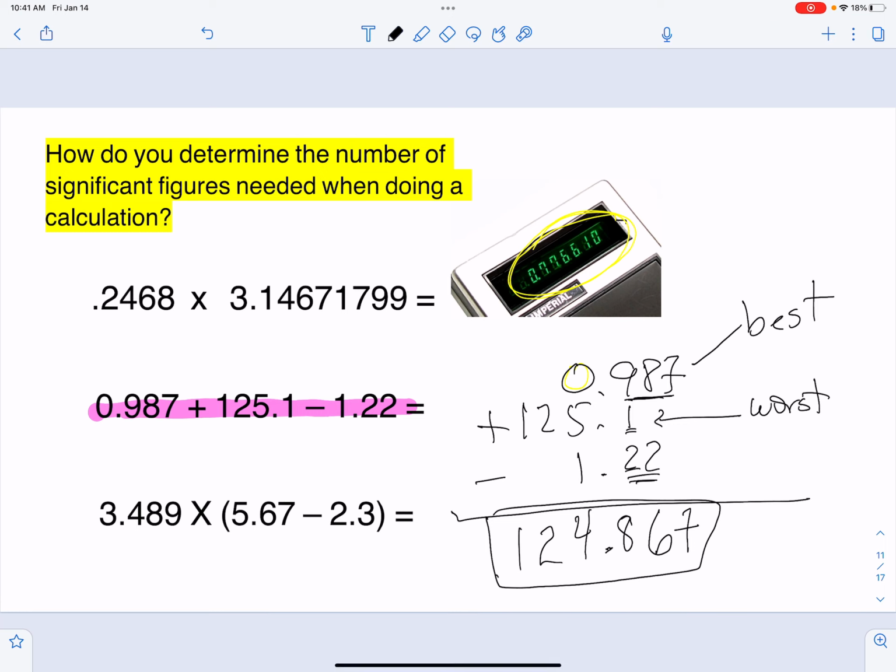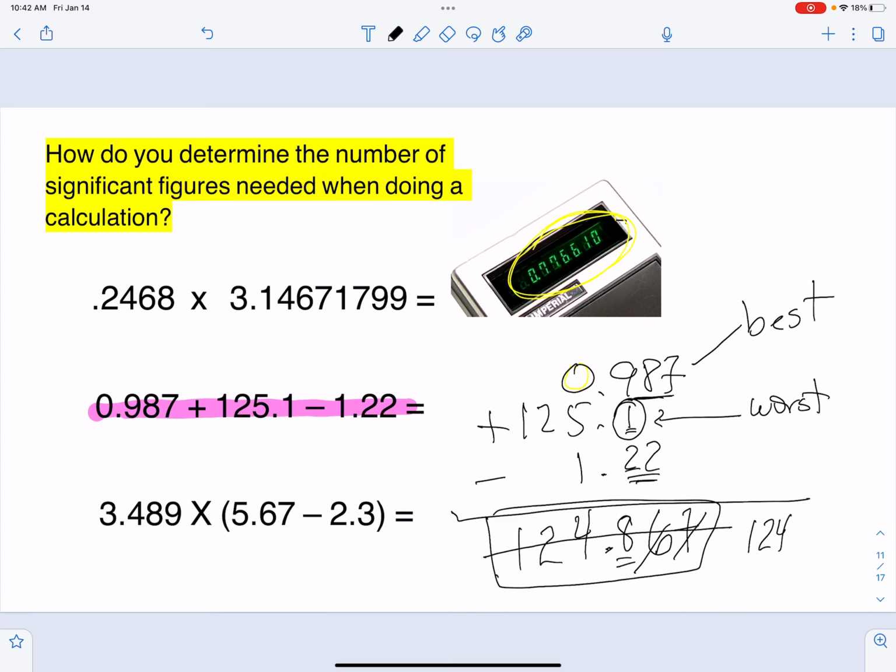However, I have to make sure that my final result reflects the worst unit. And in this case, the worst unit has only 1 decimal place. So the rule is, when you're doing addition and subtraction, the final result has to have the same amount of decimal places as the one with the minimum number of decimal places. So in this case, this will not be my answer. My answer would be 124.8. So I'm going to cut the 6 and the 7.